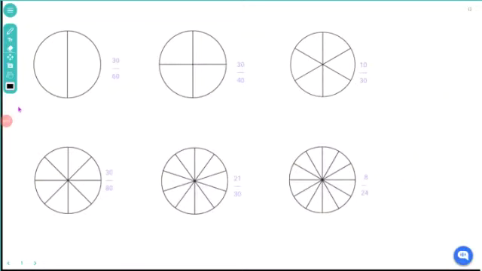So today's learning is about shading in fractions. Okay, so if we look at our first shape, we can see it's a half and the fraction is 30 over 60.